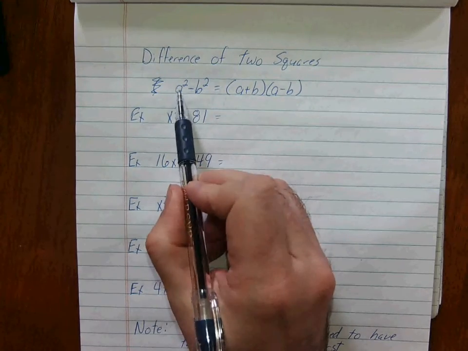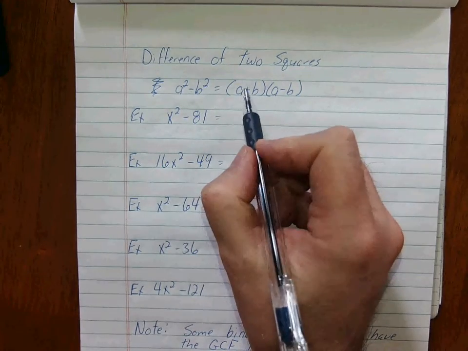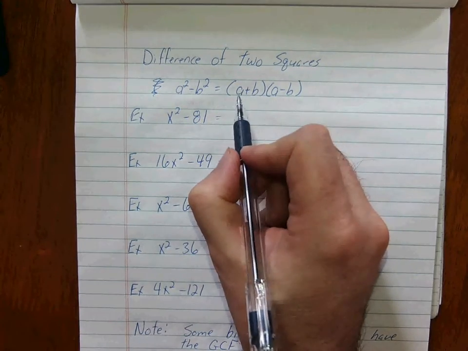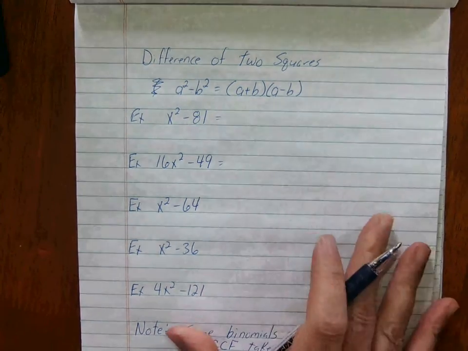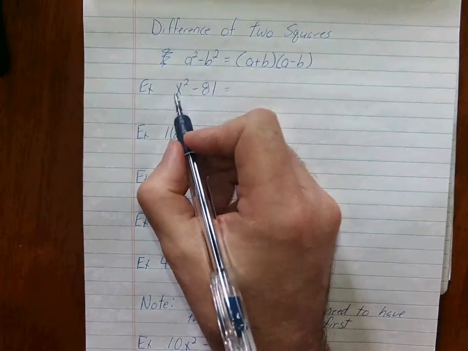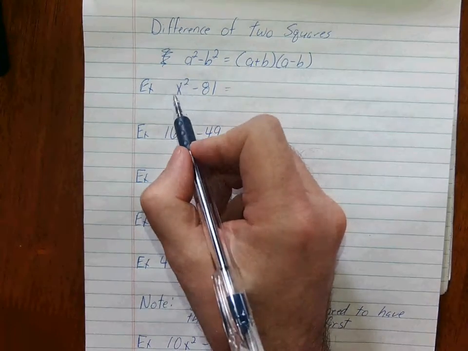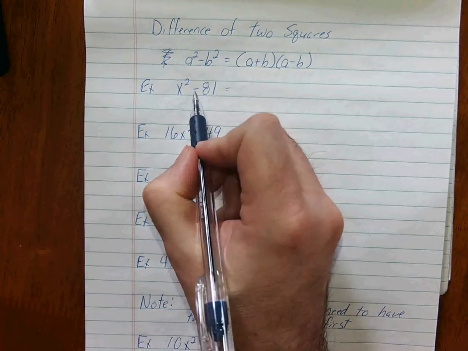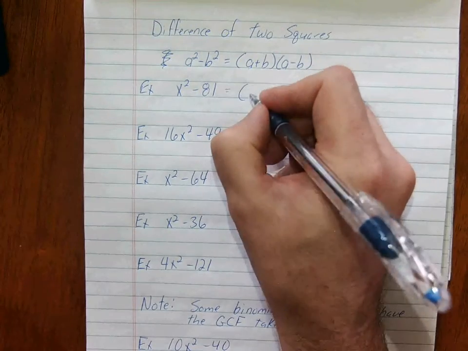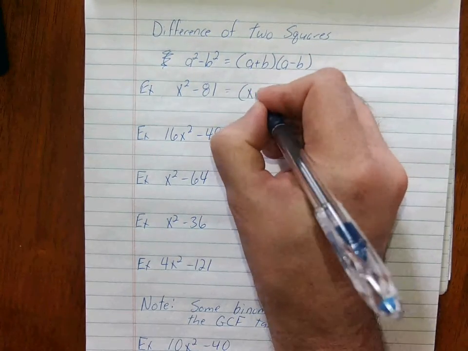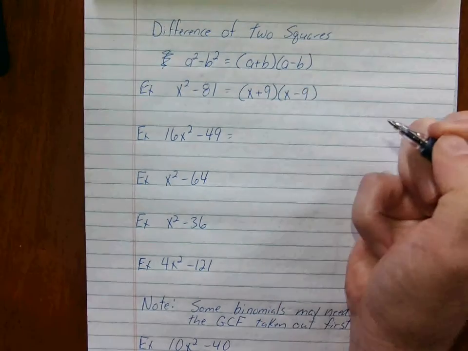If you recognize that your problem is in this form, then your answer is going to be in the form quantity a plus b and a minus b. So this is what they look like right here. Example, x squared minus 81. So I know that that is a perfect square. I have a minus sign, and I know 81 is a perfect square. So for my answer for this, you're going to have x plus 9 and x minus 9.